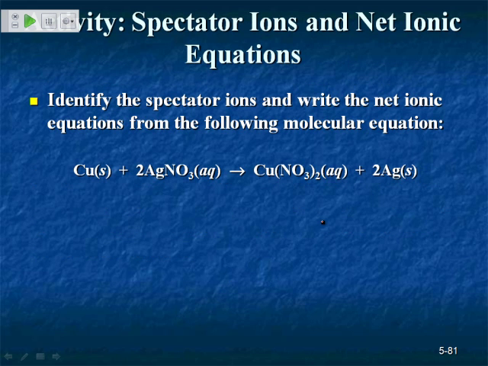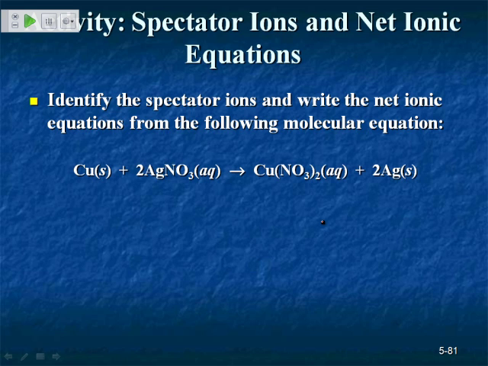Let's do another one. Here we are given the molecular equation. Identify the spectator ions and write the net ionic equation from the following molecular equation. Before identifying the spectator ions, remember we need the ionic equation. So that's where we are going to start. Let's write down the ionic equation.